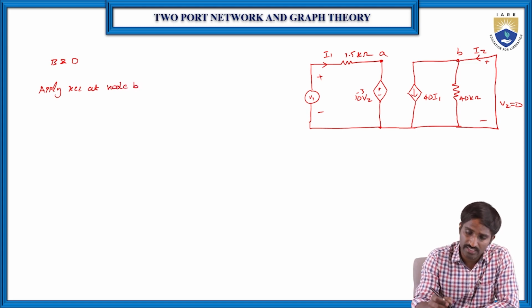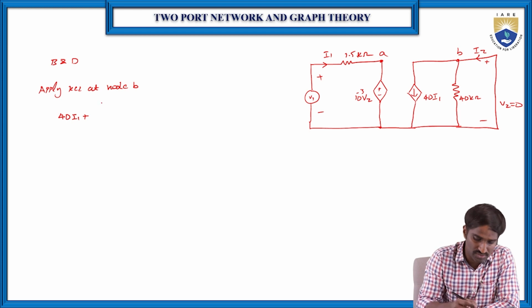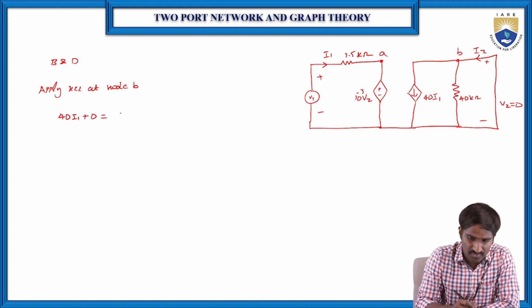So if you apply KCL at node B, already 40 into I1 is there. So 40 into I1 plus I2, which is equal to 0, so we need not consider it. Then the total current here is plus 0, which is equal to I2. So from this, I2 is equal to 40 into I1.